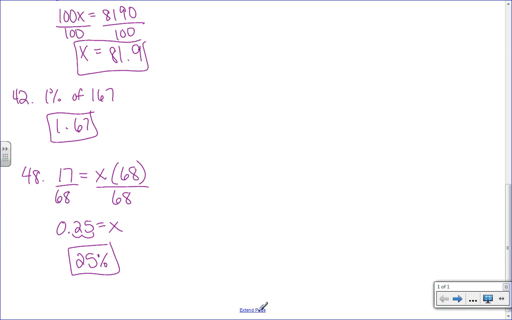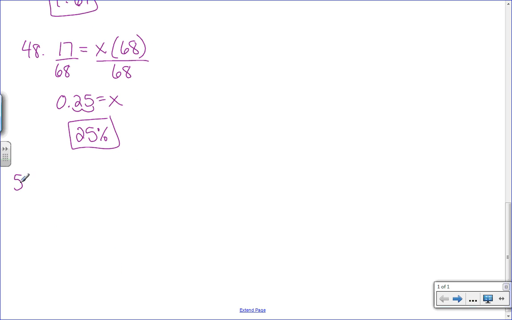Alright, the next one is number 54. Number 54 says find the percent of change. Round to the nearest tenth if necessary, then state whether the percent of change is an increase or decrease. And this is going from 55 pounds to 24 pounds. And remember, for percent of change, you want the amount of the change over the original amount. So the amount of the change here from 55 to 24, if we subtract these, that's a change of 31. And over the original amount, which is 55.